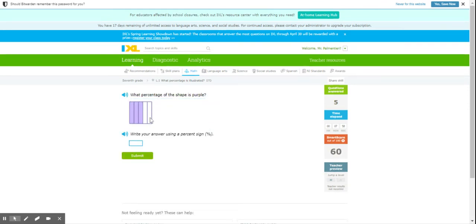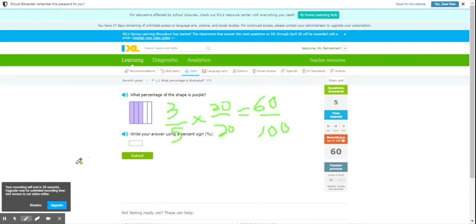Okay. But even something like this. Now this one, only 3 are shaded in, but it's out of 5. So this would be 3 out of 5. And you can set it up how I did one of the earlier ones, where we can multiply by a certain fraction to get to 100 on my bottom. But you would have to know, 5 times what gives me 100? It would be 20. So whatever you do to the bottom, you would have to do to the top. So then you would do 3 times 20, which would be 60. So this would actually equal 60%.